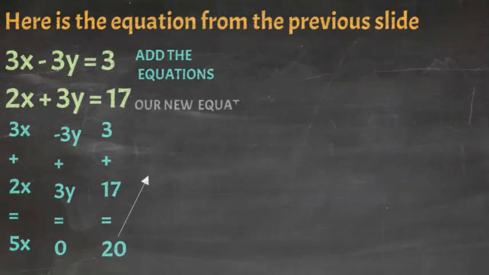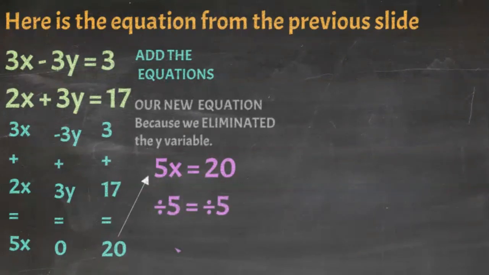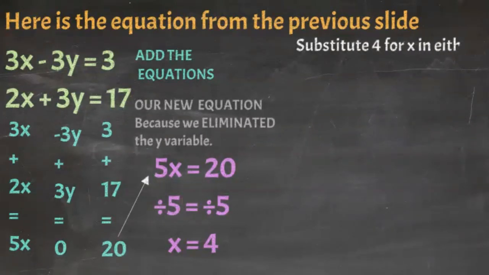Our new equation, because we eliminated the y variable, looks like this: 5x is equal to 20. We divide both sides by 5, and we get x is equal to 4. So that's half of the answer. We're going to substitute 4 for x in either equation and solve for y.